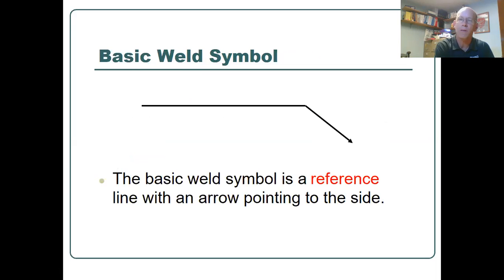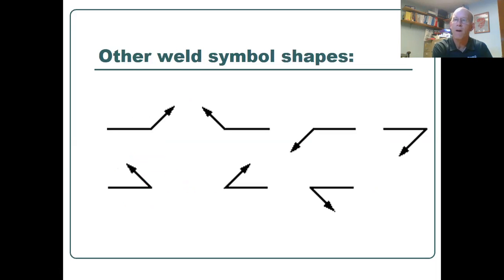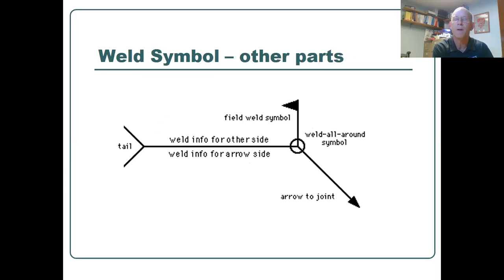And the arrow line could point down to the right, which is what I'm most used to, but it can certainly point a lot of different directions. It can point up and over, angle back, and so forth. It all depends on where it's going to fit on the print.